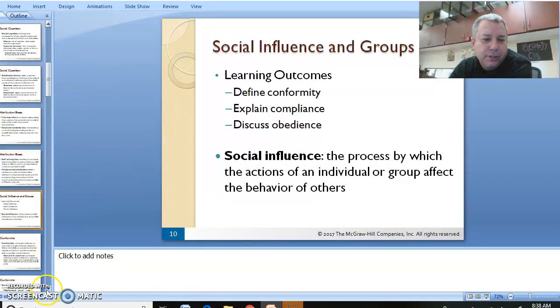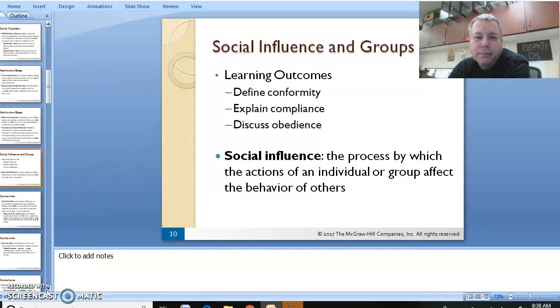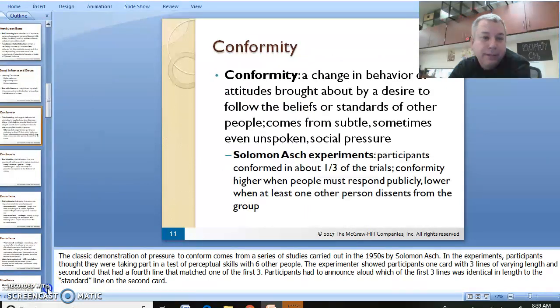Okay, I'm going to try and get through this before we leave. Learning outcome, social influence, how other people affect us, and conformity.